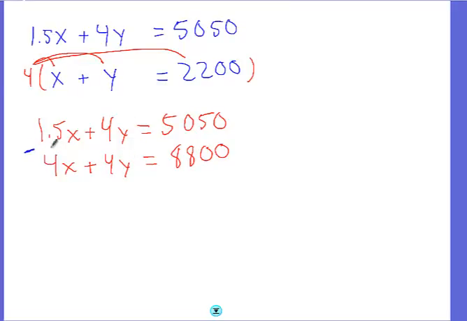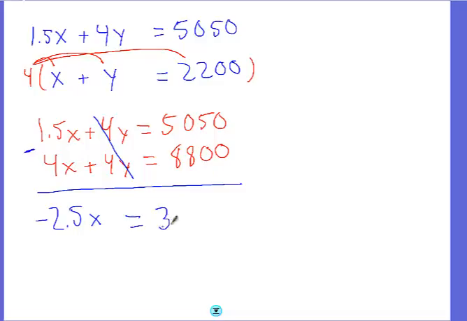The only way to cancel or eliminate 4y and 4y is if you subtract them. Make sure you subtract everything. 1.5x minus 4x comes to negative 2.5x. 4y minus 4y cancels. 5,050 minus 880 comes out to negative 3,250. I think that's right.